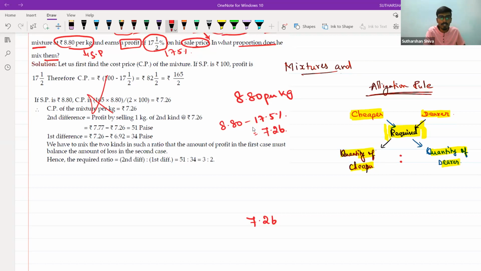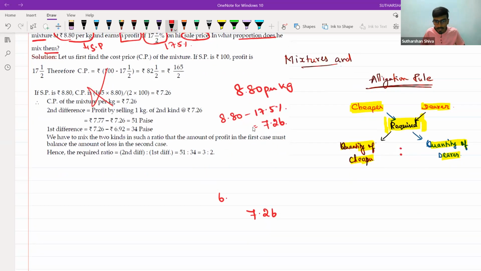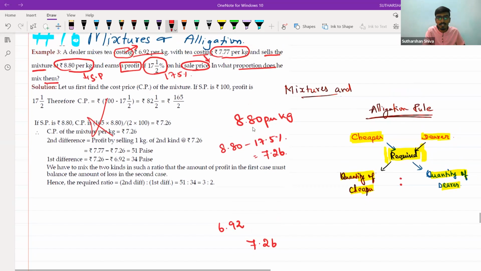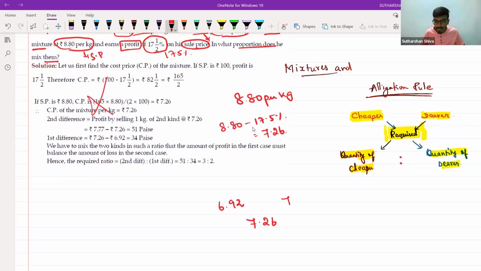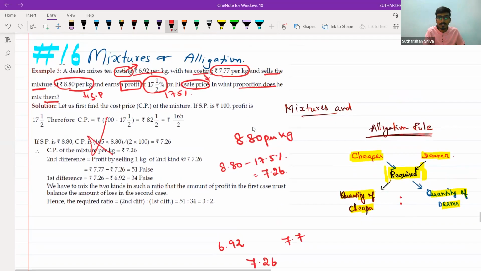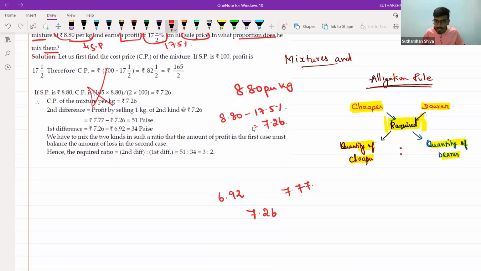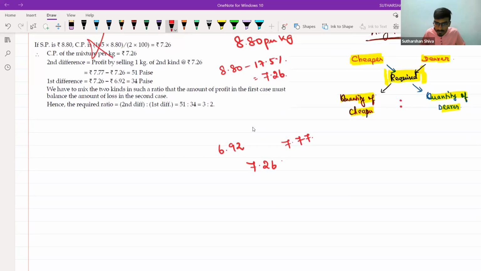What is a cheaper item in your costing? That is 6.92. What is the dearer item in the costing, tea costing? 7.77. Okay, these are two things. Once it has been done, what you need to do, subtract the value from the higher number. 7.26 minus 6.92. 7.26 minus 6.92 will give you 0.34.